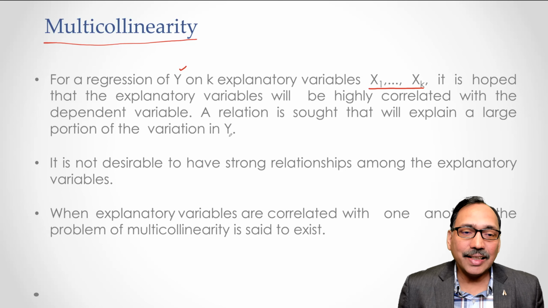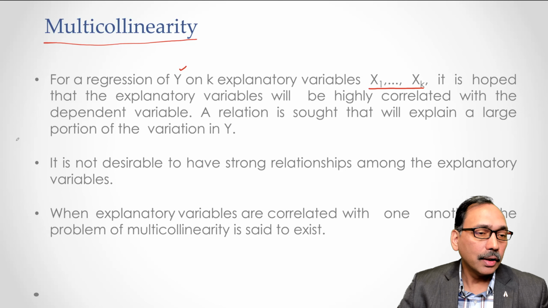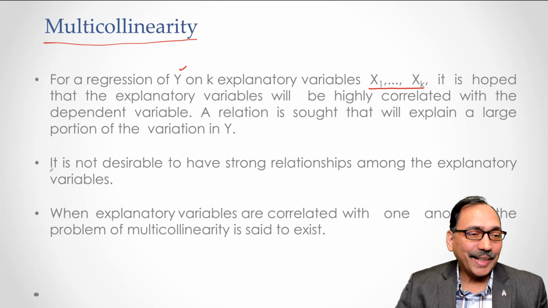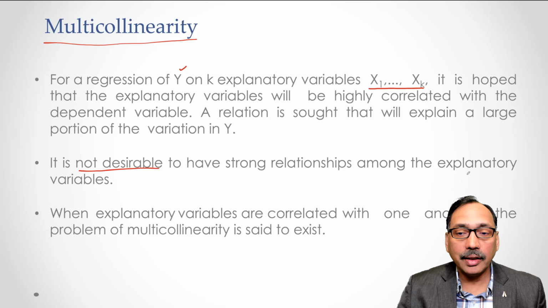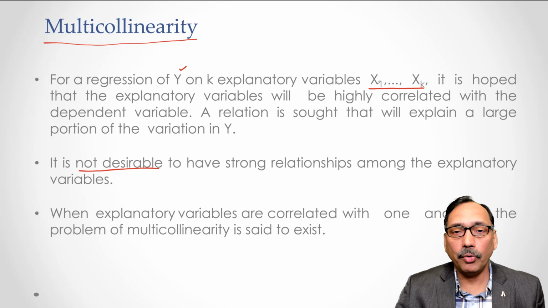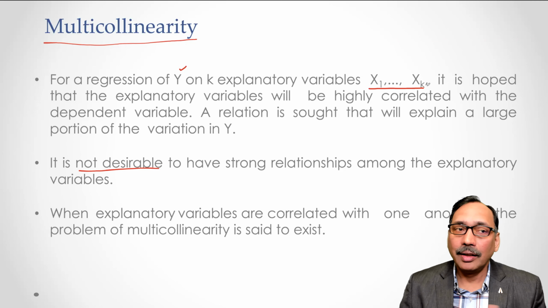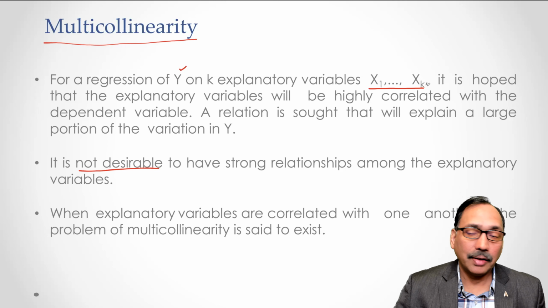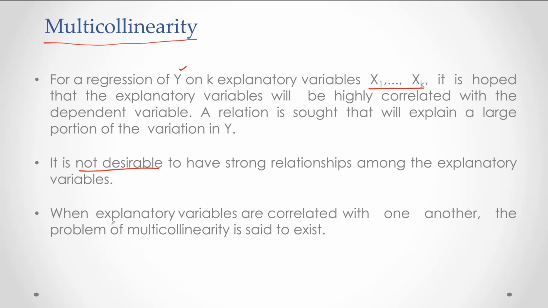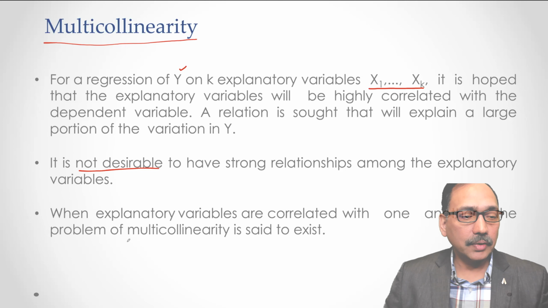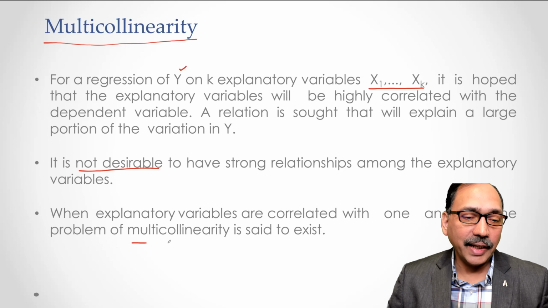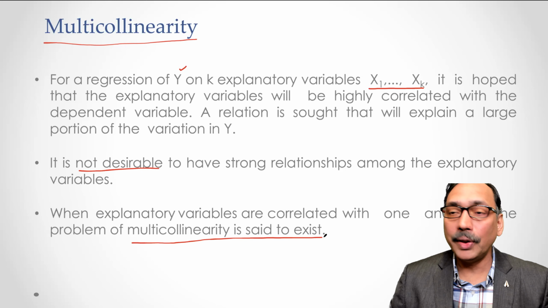But each data set is different and it has unique and peculiar things going on. Now, it is not desirable to have a strong relation among explanatory variables. We don't want x1 to xk related to each other, because that's going to create a lot of problems. And in fact, when explanatory variables are correlated with one another, the problem of multicollinearity is said to exist.